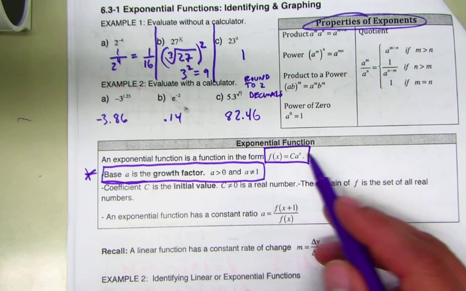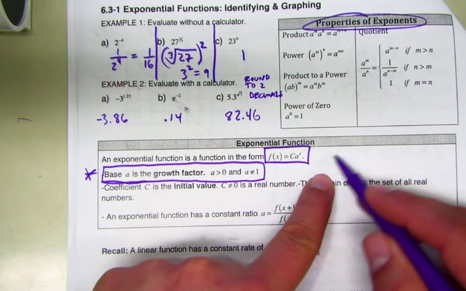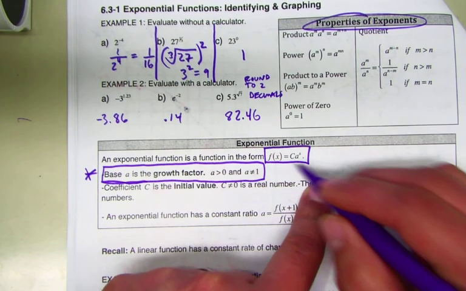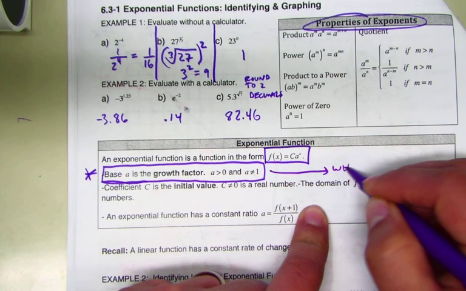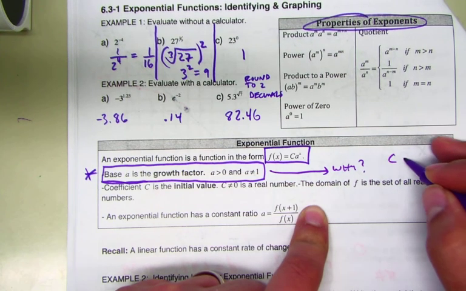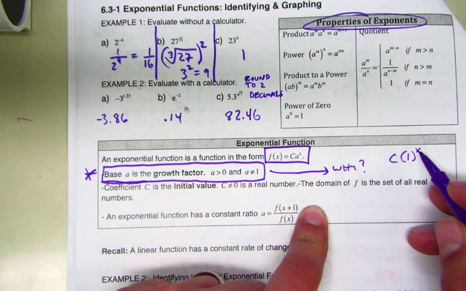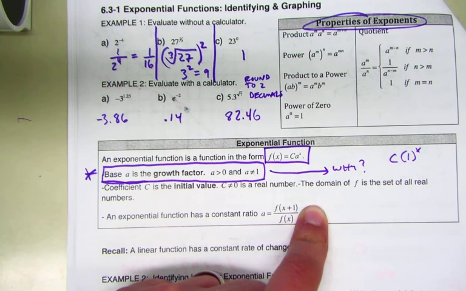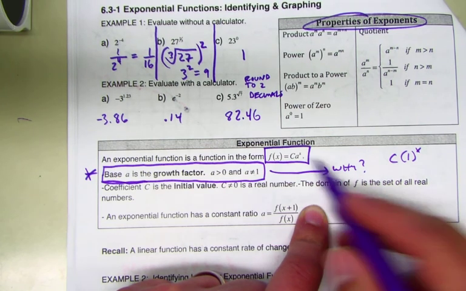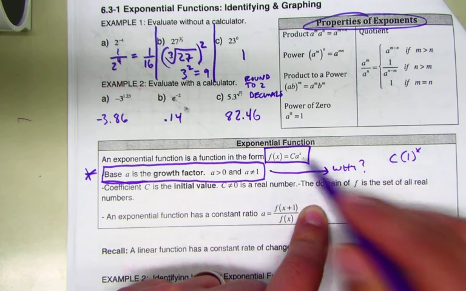Okay, and there's a few reasons for that. First of all, let's say we have c and then 1 to the x. Well, what's 1 to anything? So this is really just c, and that's just a horizontal line. Okay, exponential functions are not linear. Okay, so that's why this cannot be 1 for the base.